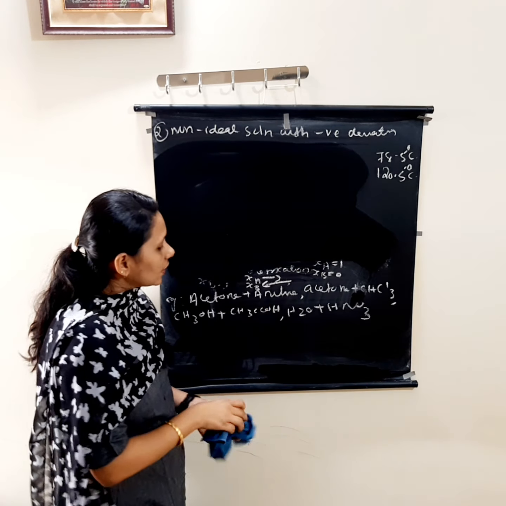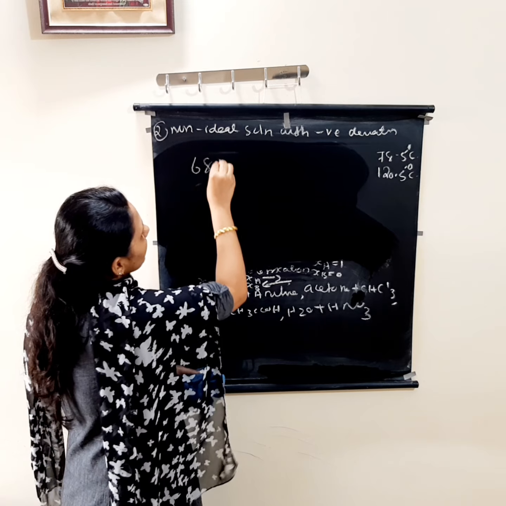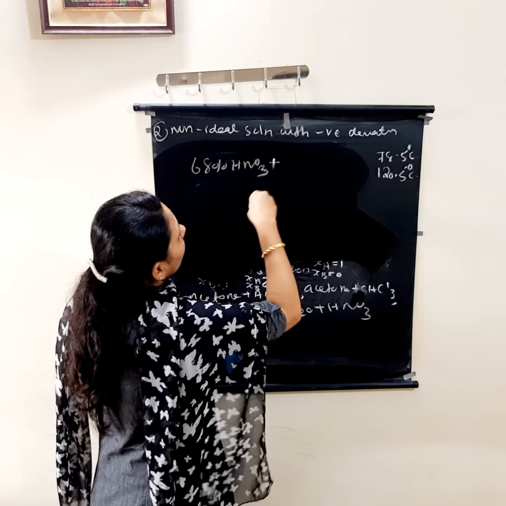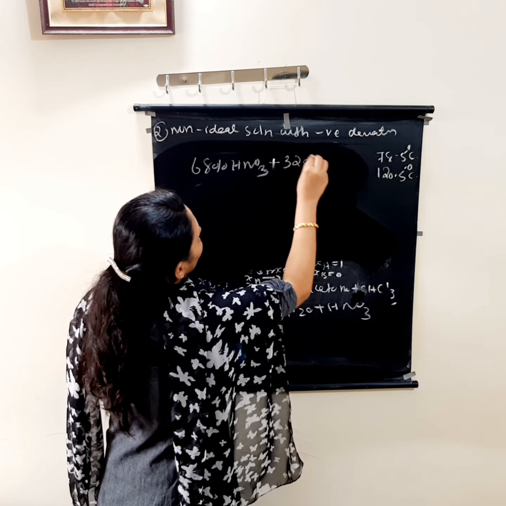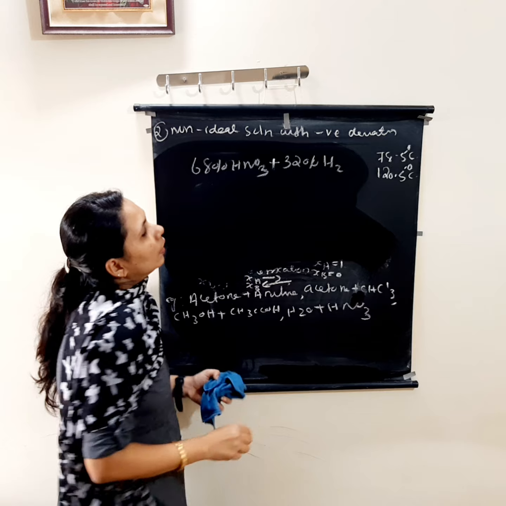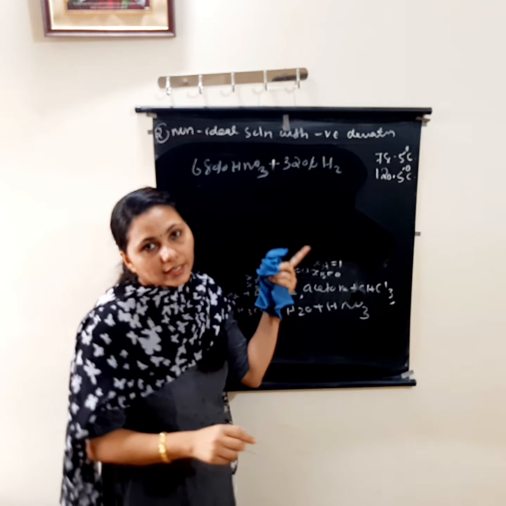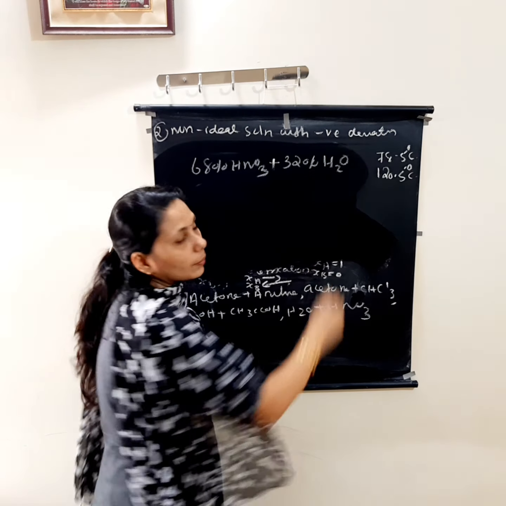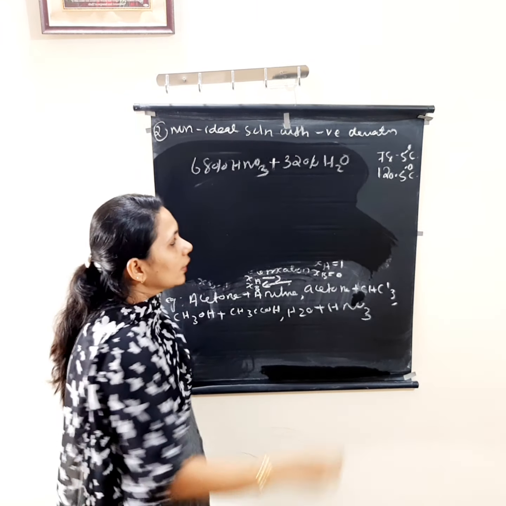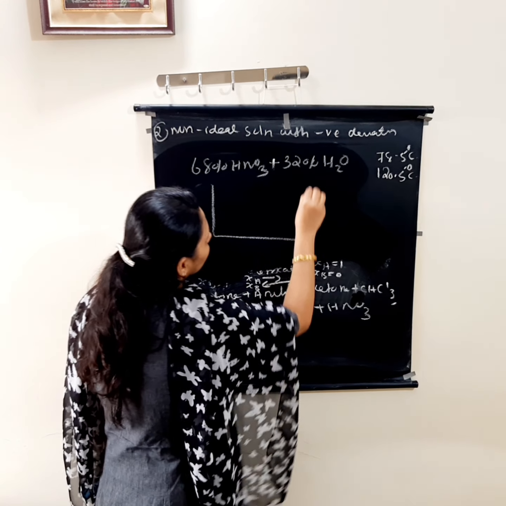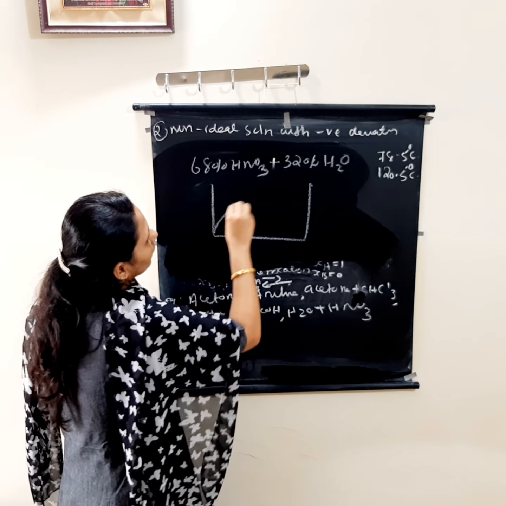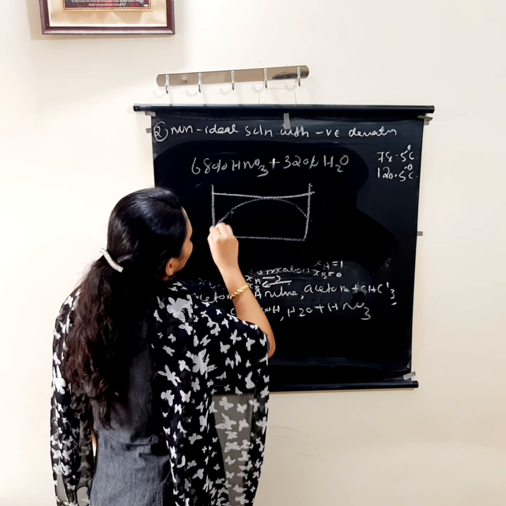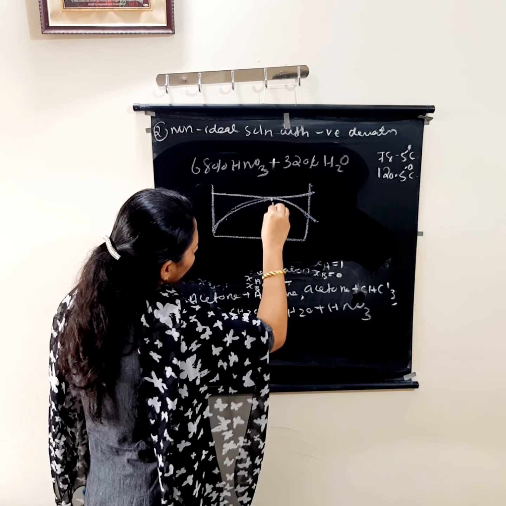68% of nitric acid HNO3, plus the remaining 32% water. So a mixture containing 68% of nitric acid and 32% water is an example of a maximum boiling azeotrope. Simply, I will draw the graph. It was like this, and here also it will come like this. I am not showing it exactly, I am drawing just to show.